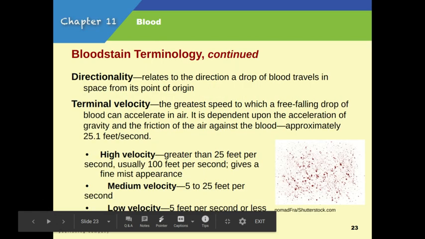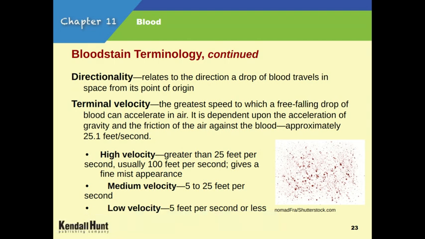Directionality relates to the direction the blood drop is traveling. Okay, again, we're going to talk a little bit more about that. So the direction that the drop was moving, its directionality. Terminal velocity, a physics term here. When an object falls through the air, as it falls, it meets more air resistance. At some point, the air resistance counteracts all of gravity, and the object stops accelerating, and so it now is traveling at a constant velocity. That constant velocity is called the object's terminal velocity, and it's approximately 25 feet per second, so it is pretty fast.